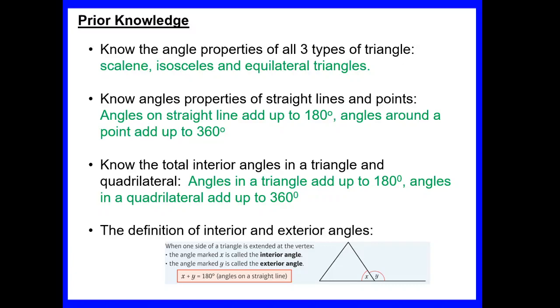And we should know the definition of an interior and an exterior angle. An interior angle is the inside of the shape, and an exterior angle is, if we extend the line, the angle made between that extension and our shape. We're going to look today predominantly at these exterior angles, and we're going to be using the rule that the interior and the exterior angle added together add to 180 degrees because they are angles on a straight line.